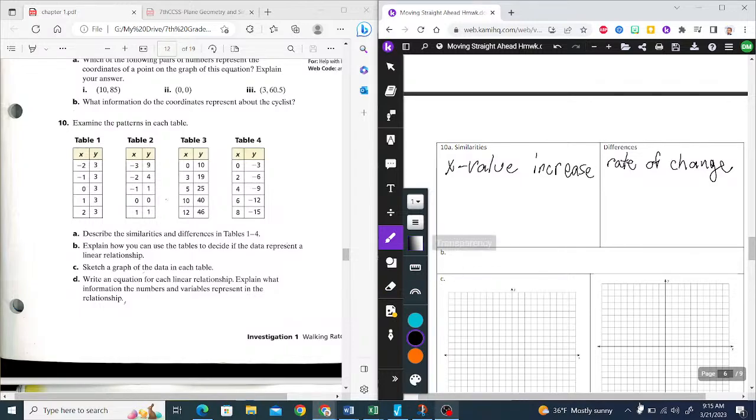So explain how you can use the tables to decide if you can find a constant rate of change.